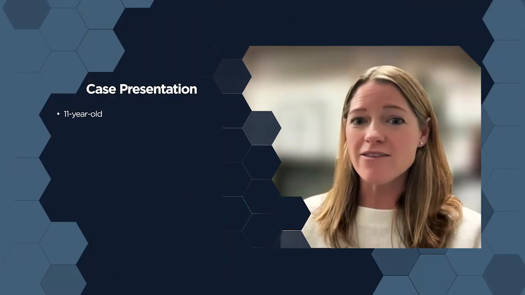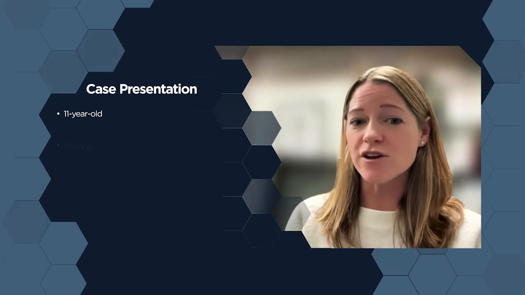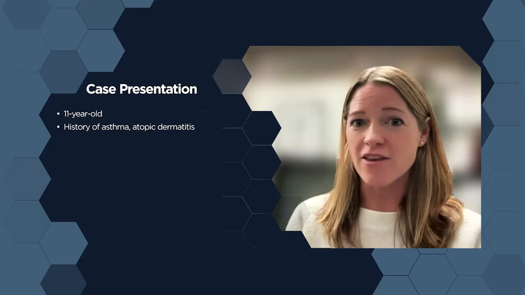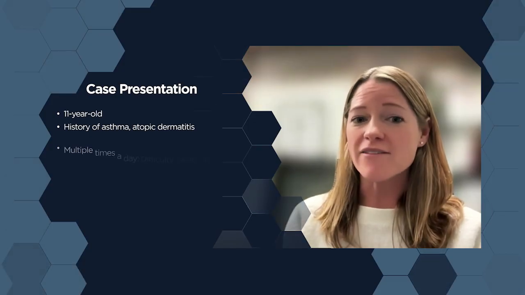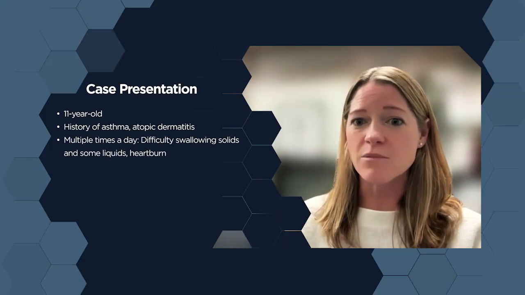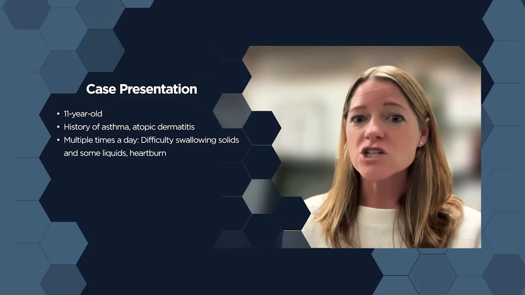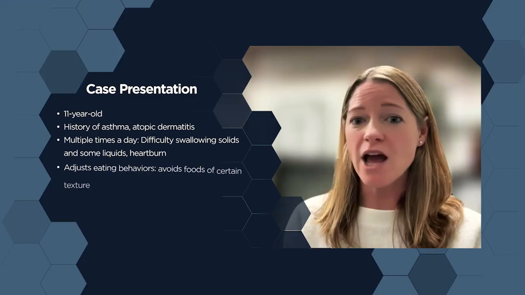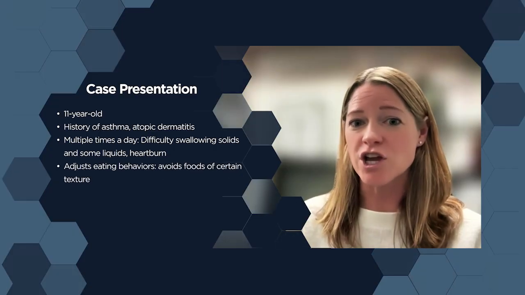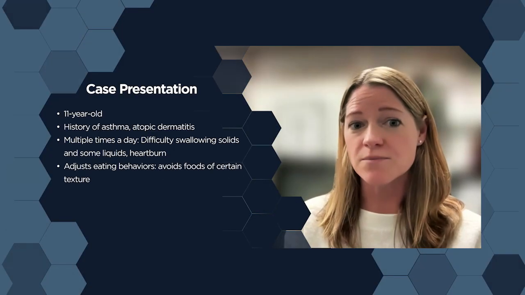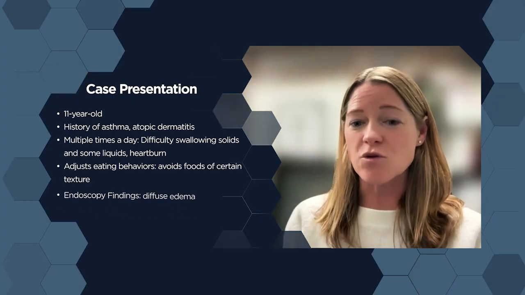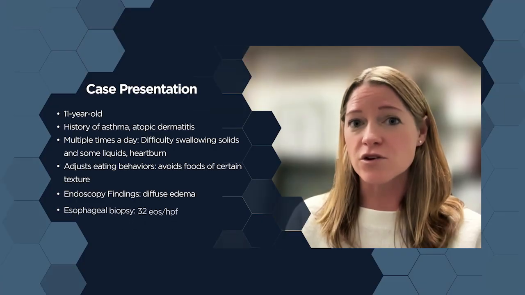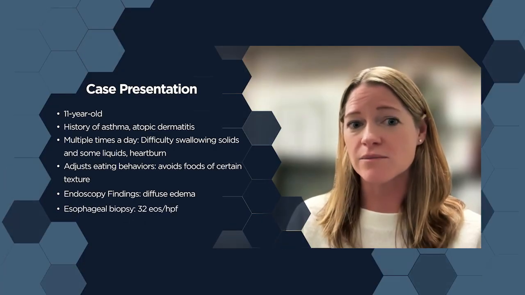In this example case, an 11-year-old girl with a history of asthma and atopic dermatitis presents with a parent to the pediatric gastroenterologist. She's been having difficulty swallowing solids and some liquids multiple times a day. She also reports experiencing heartburn. As a result, her parent helps convey that she does not eat much and avoids foods with certain textures. The patient's endoscopy shows diffuse edema and mild strictures, and her biopsy reveals 32 eosinophils per high-powered field.